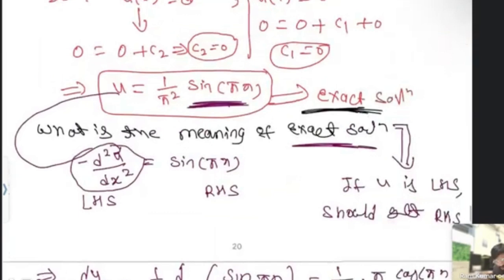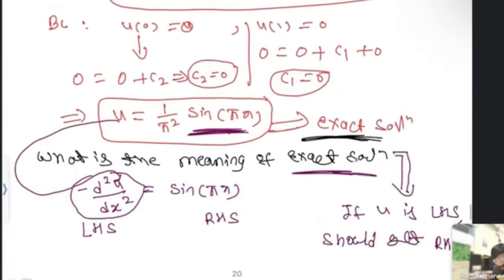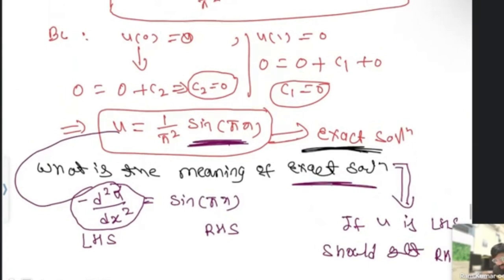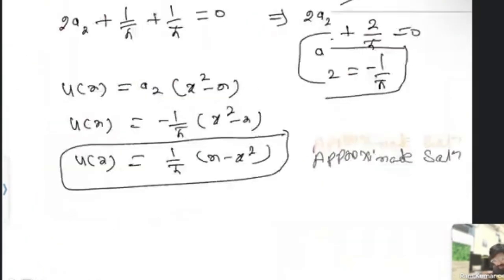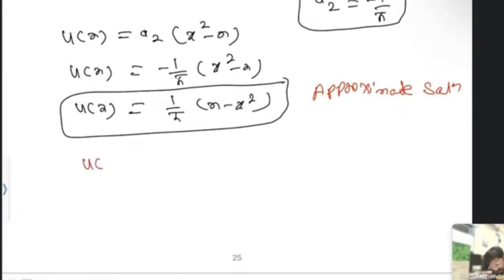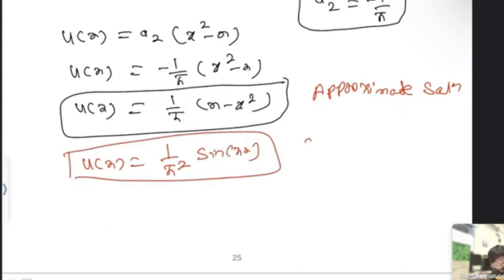And what about our exact solution? So this is our exact solution: u of x equal to 1 by pi square sin pi x. This is our exact solution, and we are having x range 0 to 1.